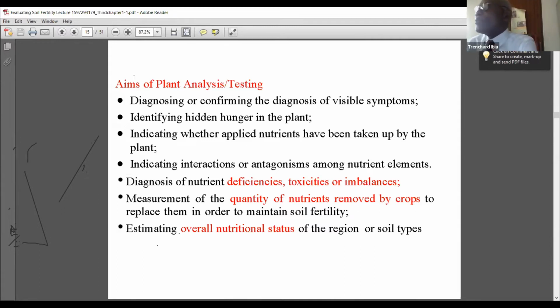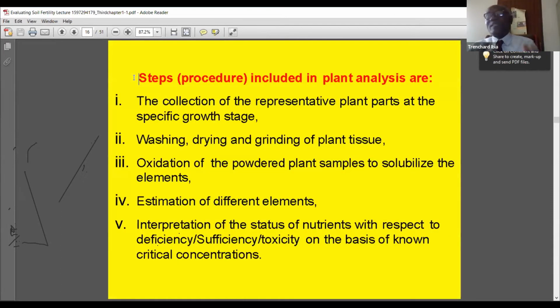Estimating overall nutritional status of the region or soil types. So you can use plant analysis to make an estimate of the fertility status of regions or zones in a place, in a state, in a local government, in a village, even in a school.